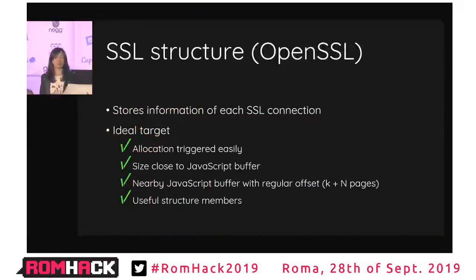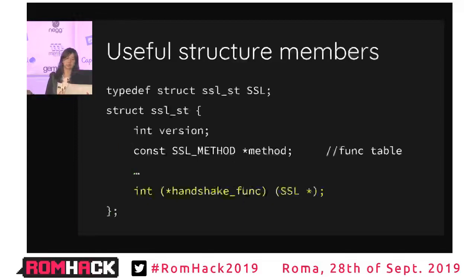So we crashed a function table pointer in the SSL structure. This structure stores information of each connection. It's used for connection handling, and it's an ideal target for our heap exploit. Why? First, every new connection allocates an SSL structure, so we can trigger it easily. And its size is close to our JavaScript buffer, and therefore it can be placed nearby our buffer with a regular offset. And the most important is, it has some useful structure members. It contains a function table pointer called method, and this is how we trigger the crash.